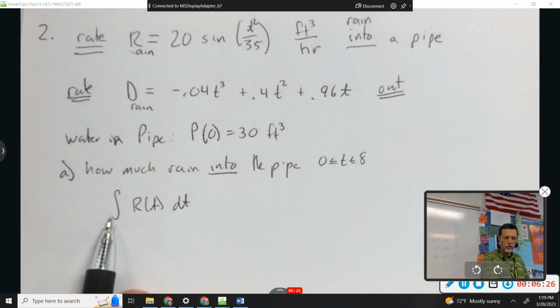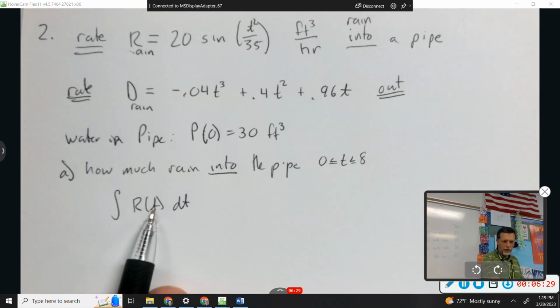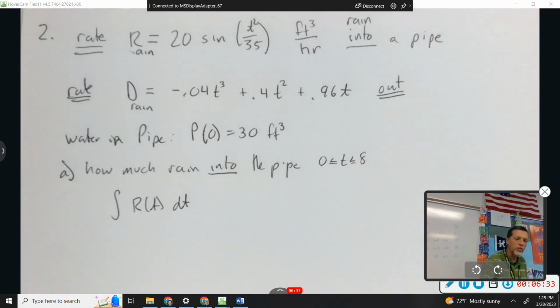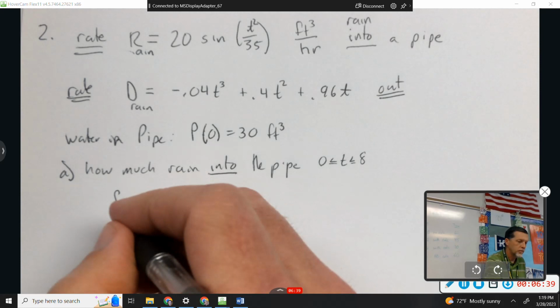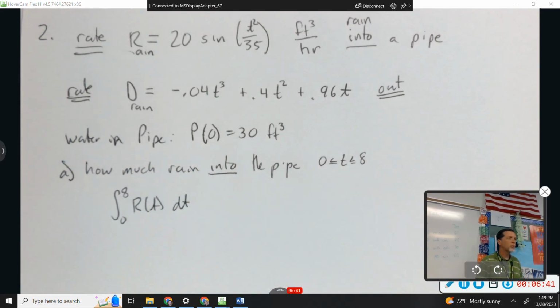Because the integral of a rate will give me an amount, or a change in amount. What about my limits? 0 to 8. That'll tell me how much water flowed into the pipe from 0 to 8.